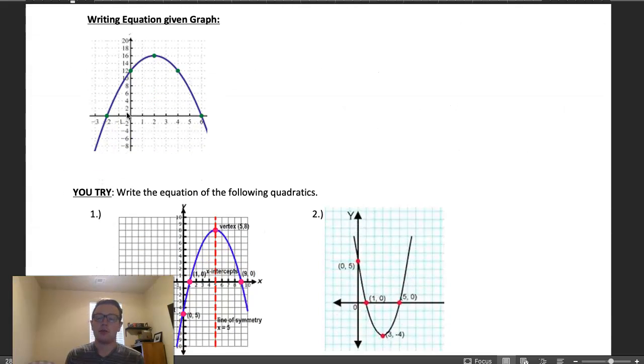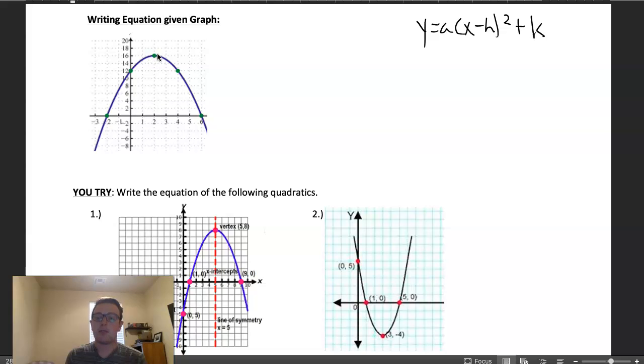What about going the reverse way? How do we write the equation when we're given a graph? Well, we know vertex form. Vertex form was y is equal to a times (x minus h) squared plus k. Meaning that if we can find our vertex, we can solve for h and k. Let's go ahead and do that.